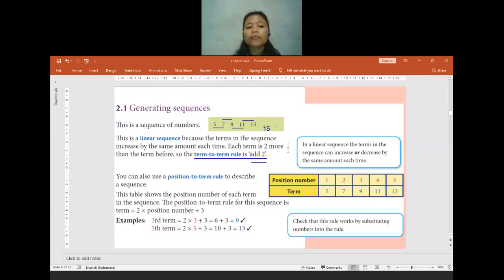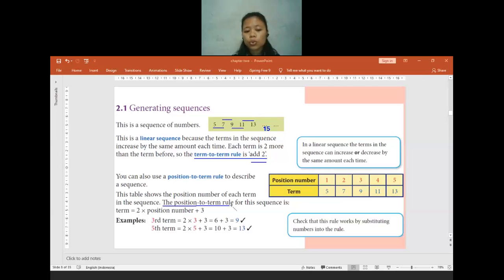Okay, is there anyone who has questions so far or is confused about the term-to-term rule? Is there anyone confused? No? If no one is confused, I will continue to the position-to-term rule.